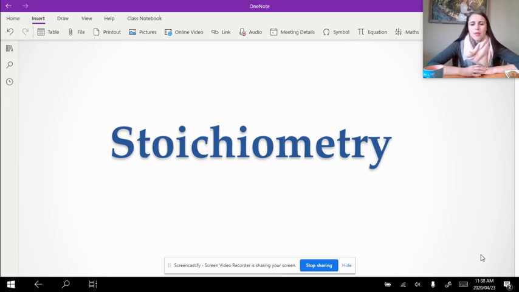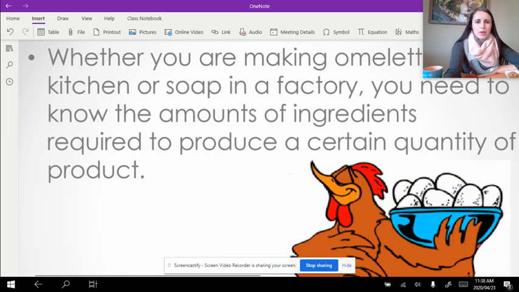That's all it is. It's going to be a couple steps, so it can seem overwhelming at times, but overall, the math itself is actually only multiplying or dividing. So as long as you follow these steps, you're going to be fine. So let's take a little bit more detail look at stoichiometry.